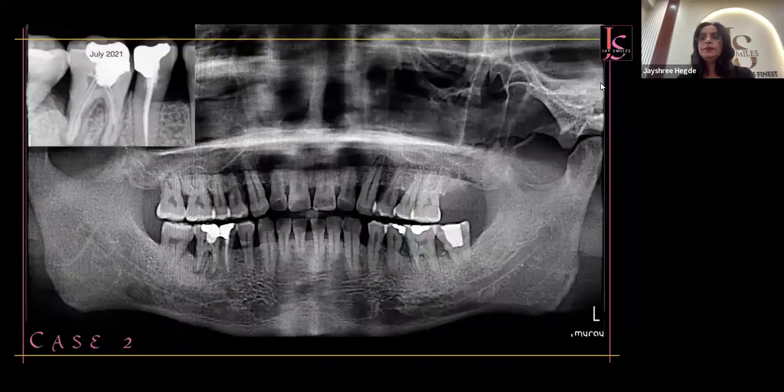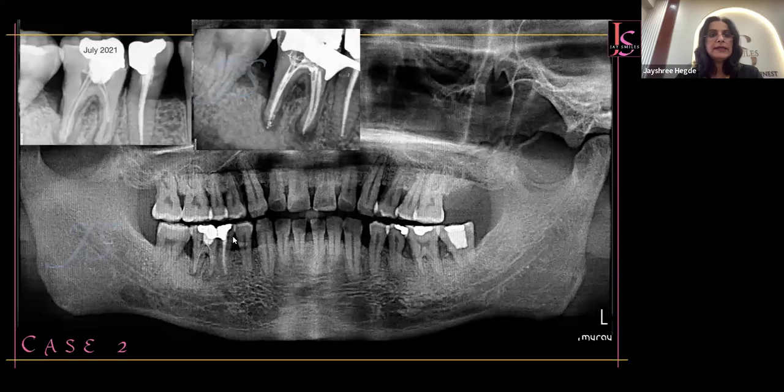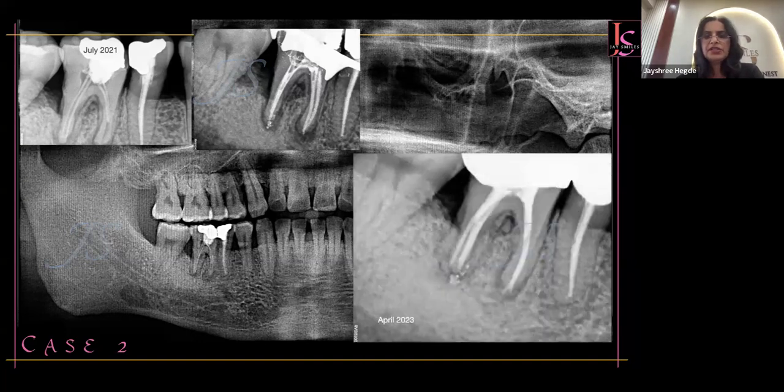This is case 2. You can see here it's tooth number 4-6. There is a failure over here, and then we treat the patient. After we treat, you can see that there is a good amount of bone loss in the mesial root and in the cervical region. You can see from his OPG that he's a periodontally compromised patient.